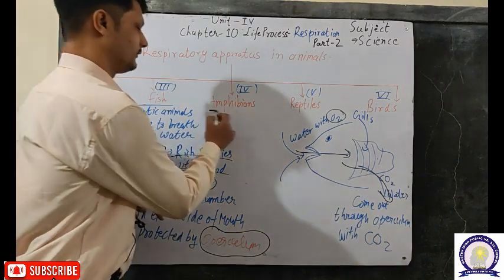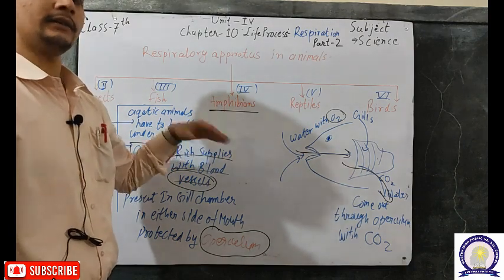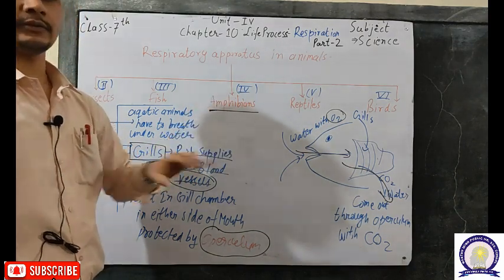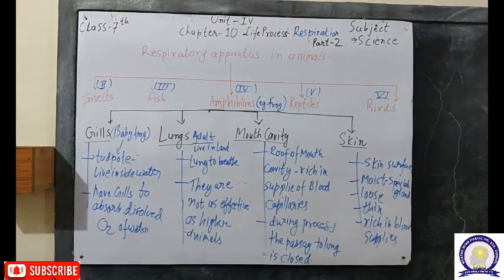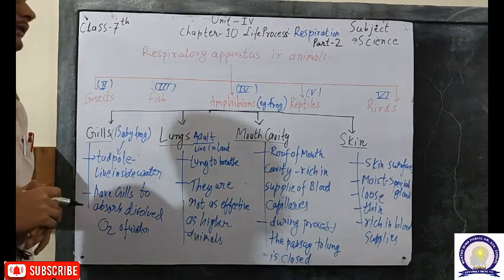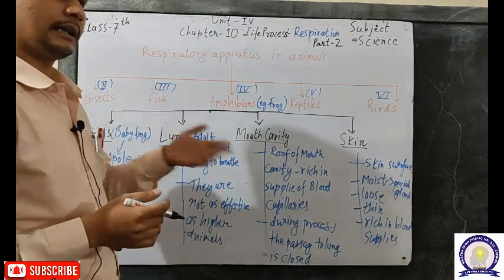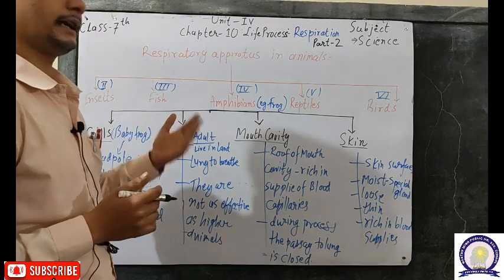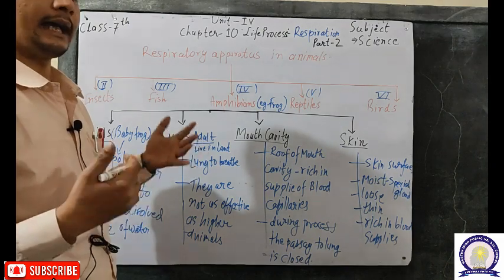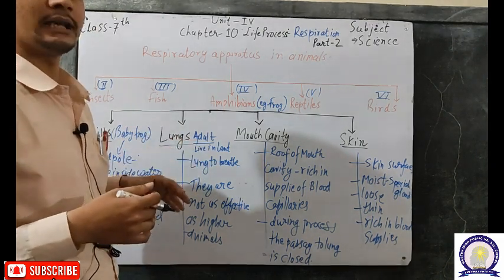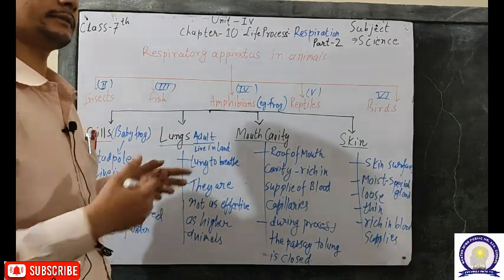Now in the further part we will discuss the respiratory apparatus of the amphibians. That means those animals that can live inside the water and outside the water, on the terrestrial surface. So amphibian animals live in water as well as on land. They have to breathe inside the water in their early stage of life, and in most of their adult life they live on land. So they need more than one respiratory apparatus for the process.